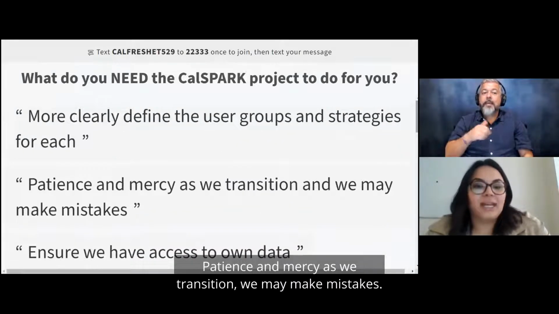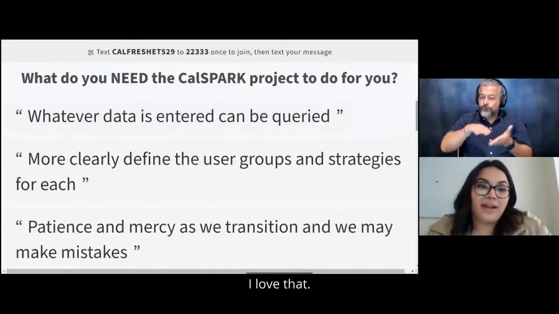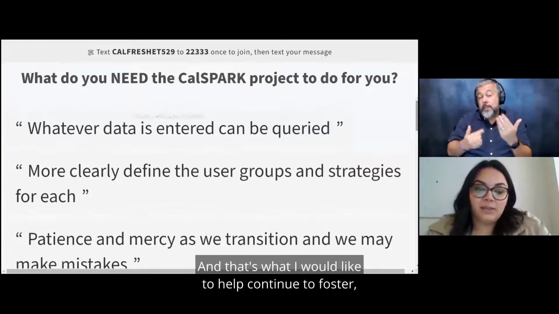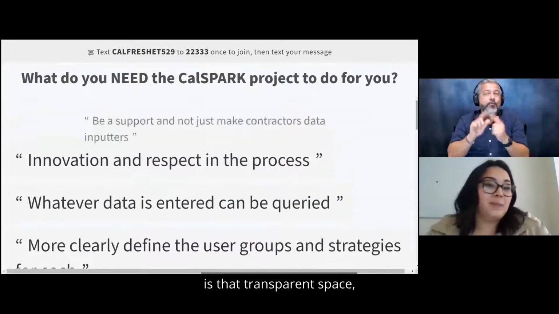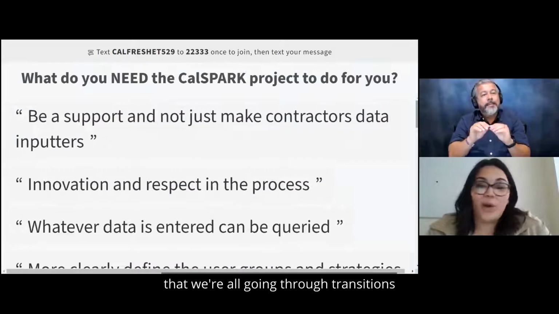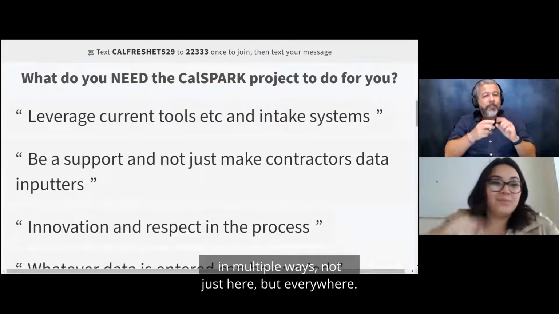Patience and mercy as we transition. We may make mistakes. I love that. And that's what I would like to help continue to foster, is that transparent space, that we're all going through transitions in multiple ways, not just here, but everywhere.